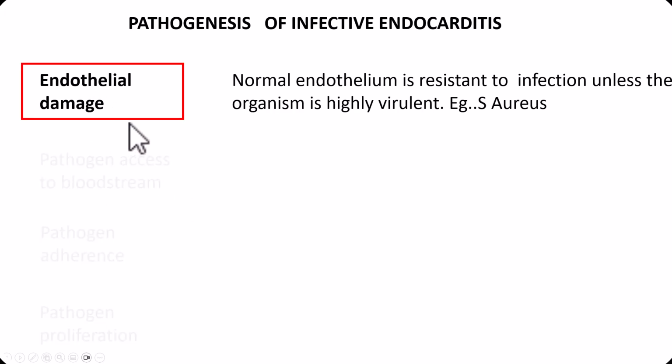So normal endothelium is resistant to infection unless the organism is highly virulent, for example, Staphylococcus aureus. When I say endothelium, which means the outer lining of the endocardium. Endocardium is actually composed of the endothelium, then the subendothelial tissue or the collagen tissue, right?